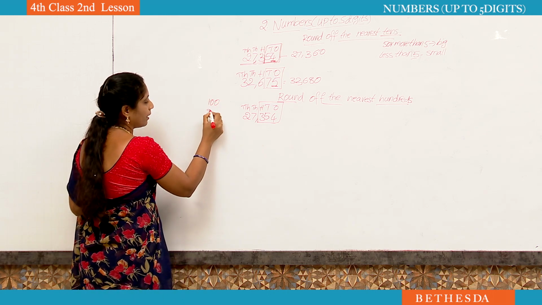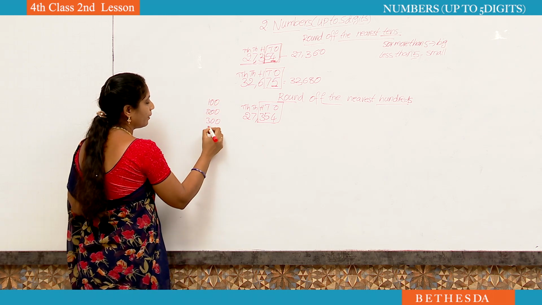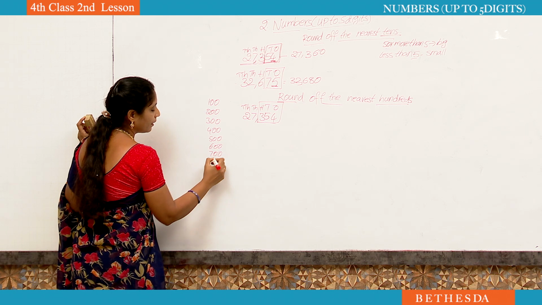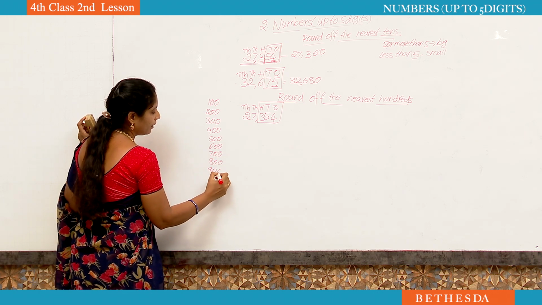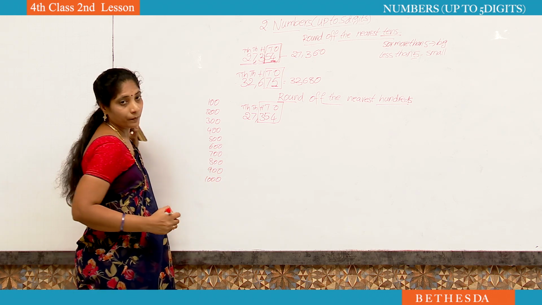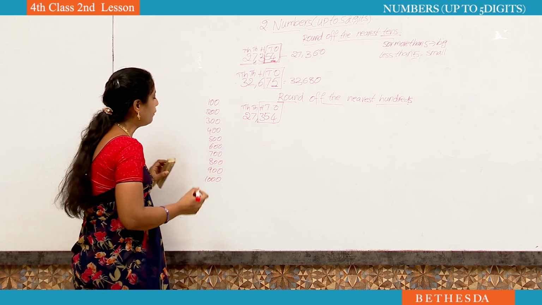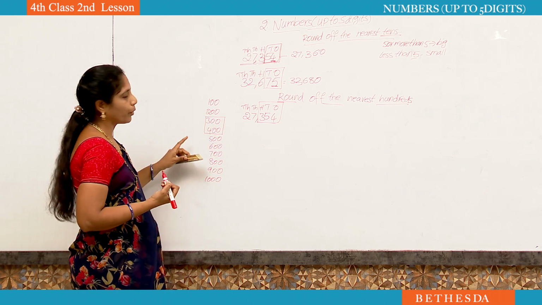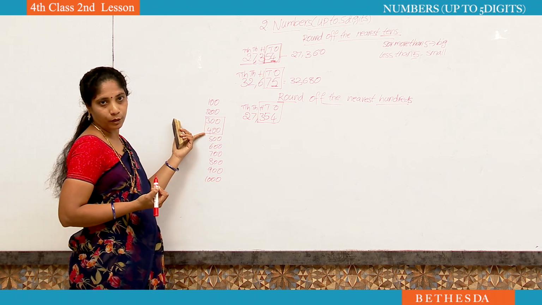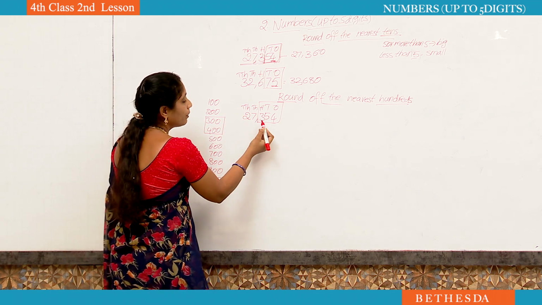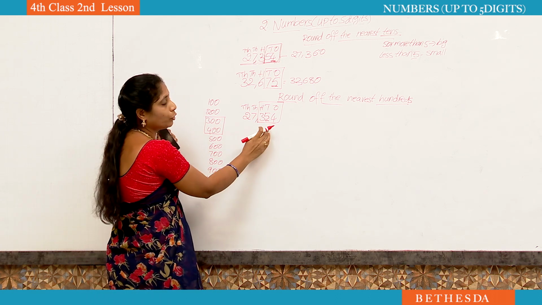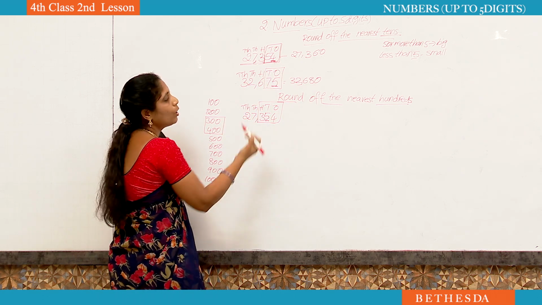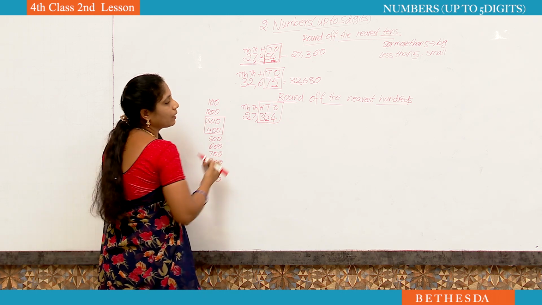Now write the hundreds: 100, 200, 300, 400, 500, 600, 700, 800, 900, 1000. 1000 means 1000. Where will 354 be? It will be in the middle of 300 and 400. Now same problem. From these two numbers, which number do we have to take? Already we learned that the place before hundreds is the tens place. Now we have to observe the tens place number. To find the nearest tens, we have to observe the ones place number. To find the nearest hundreds, we have to observe the tens place number.